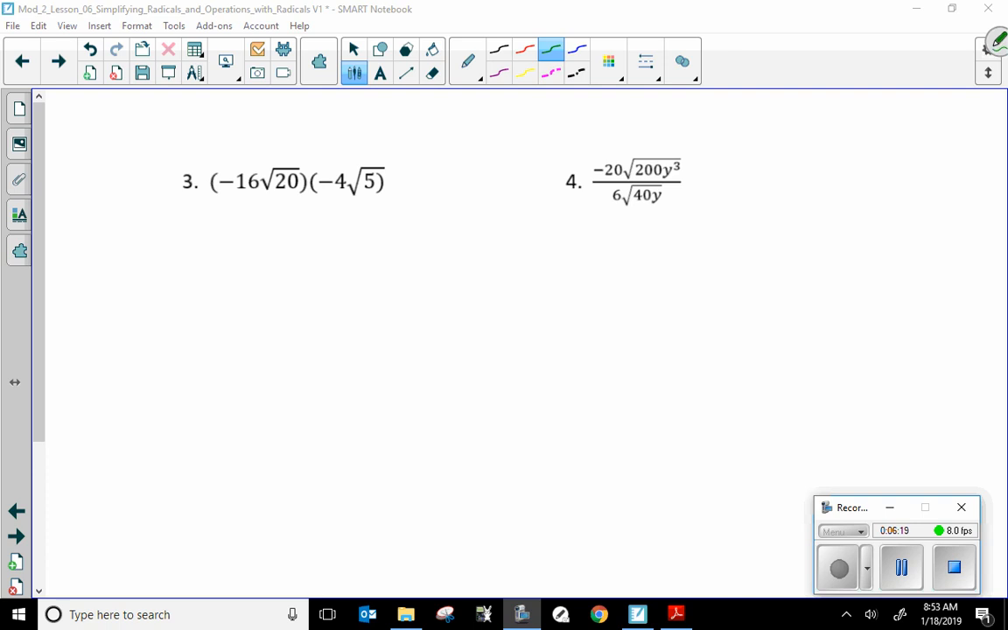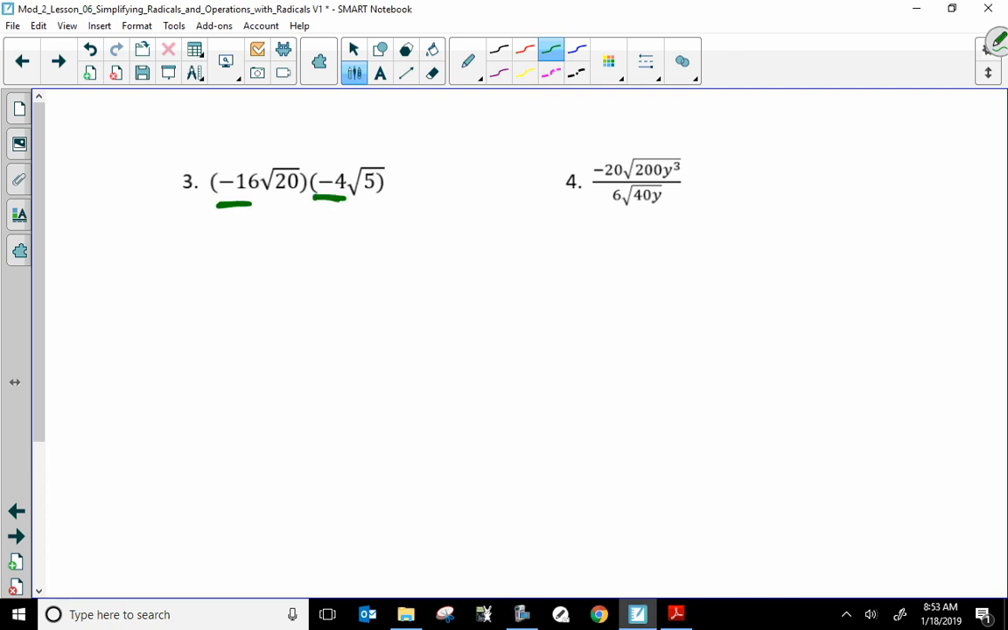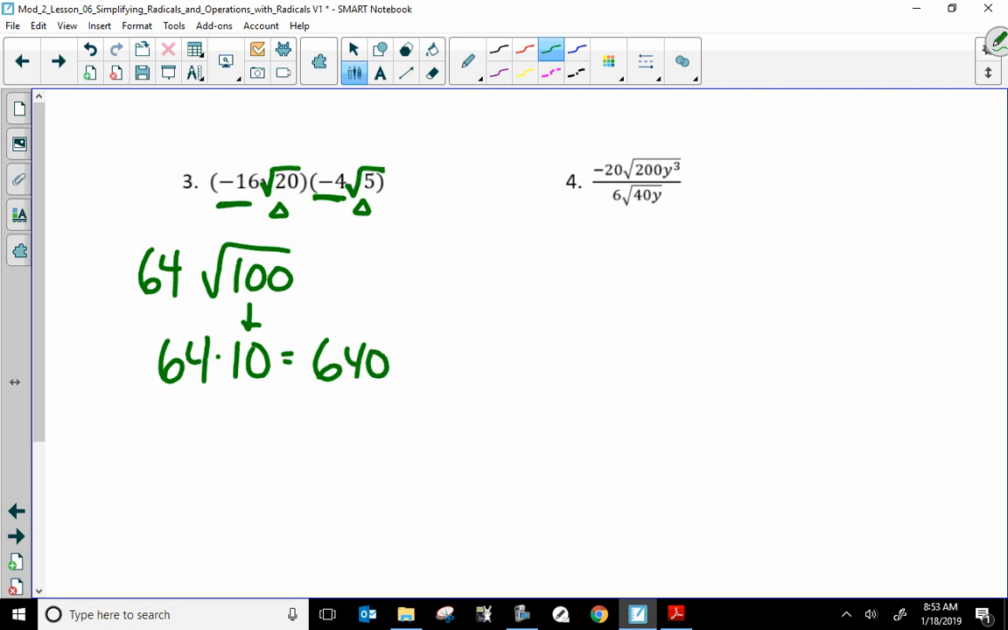I'm going to multiply negative 16 times negative 4. That would give me a positive 64. Okay? I'm going to multiply 20 times 5. And that is 100. But since these are under square roots, my 100 needs to be under square roots. Oh, this is perfect. The square root of 100 is 10. So we really have 64 times 10, which is 640.